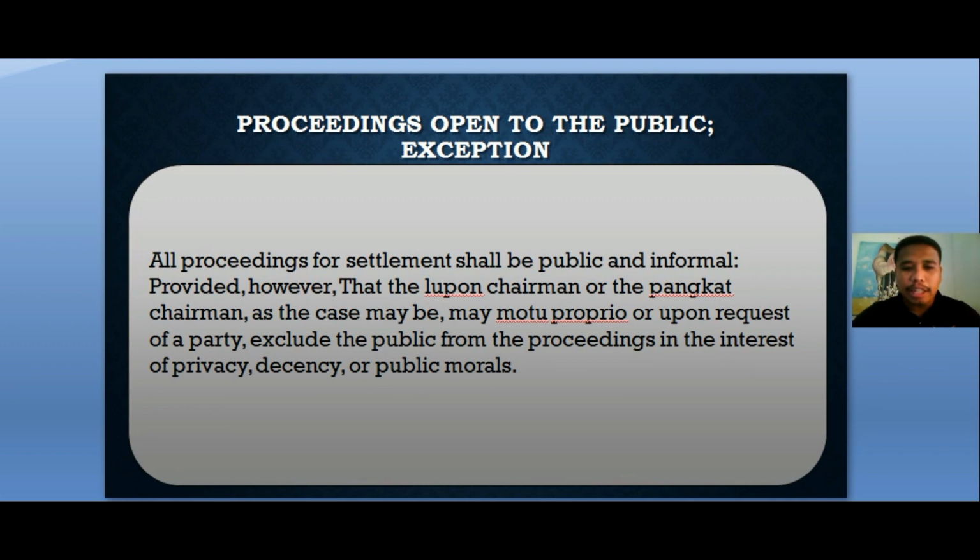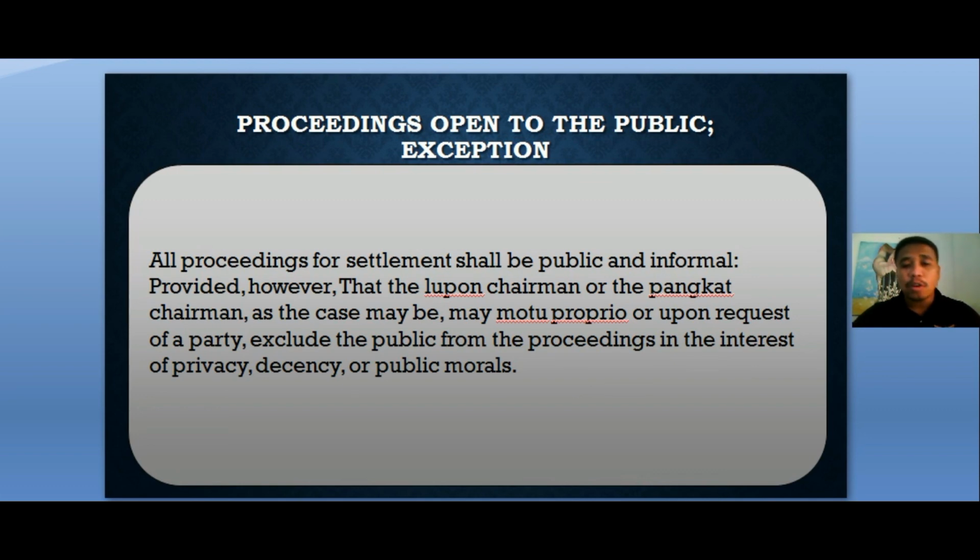All proceedings for settlement shall be public and informal, provided however that the lupon chairman or the pangkat chairman, as the case may be, may motu proprio or upon request of a party exclude the public from the proceedings in the interest of privacy, decency, or public morals. So it can be in private if both parties request it, or if the dispute involves a minor, take note cadets, automatically all hearings in the barangay should be in private.